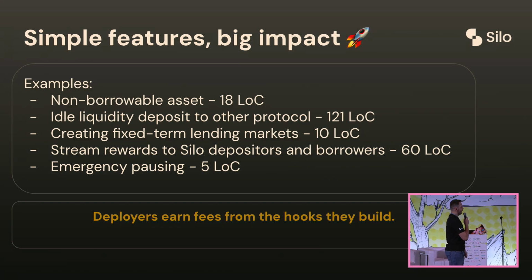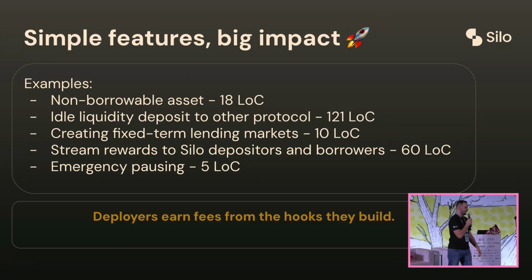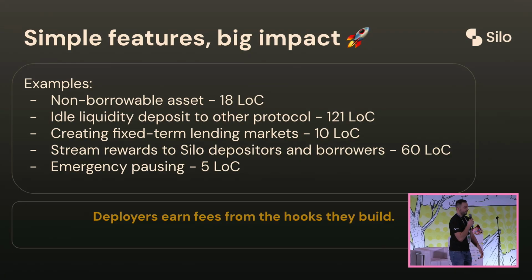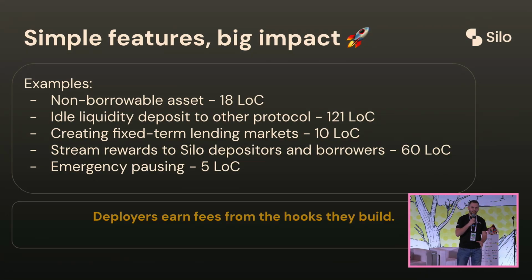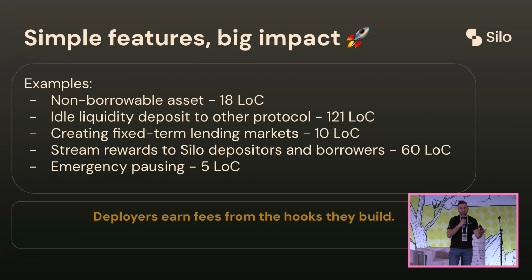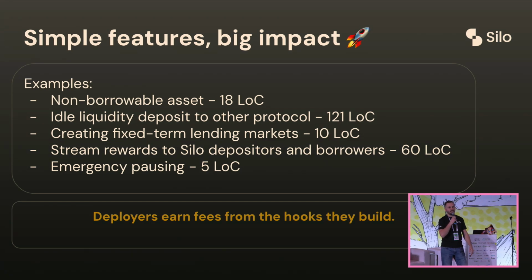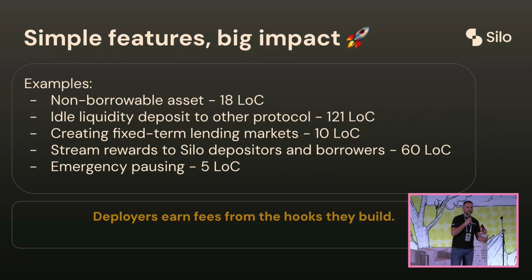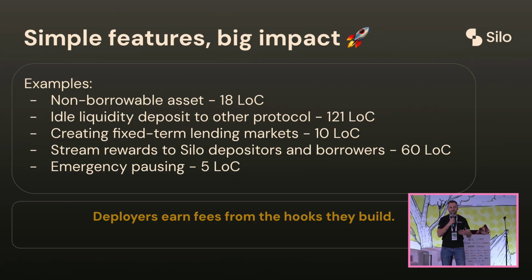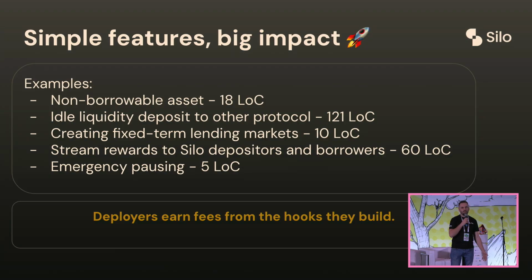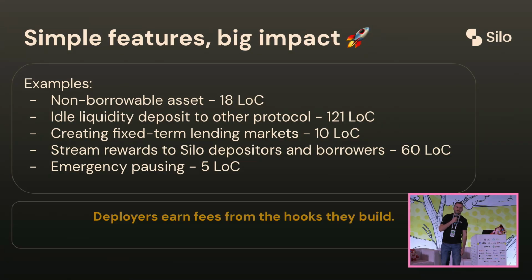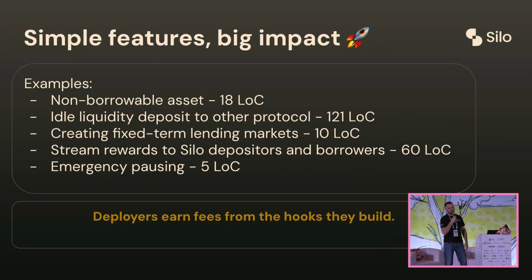On top of the Silo hooks and our vision to do incremental improvements, we also introduced deployer fees. Essentially, a developer can now write a hook with a custom feature, or maybe multiple hooks, connect them to a single Silo market, deploy the Silo for themselves, spin up their own UI, and essentially launch a brand new lending protocol with their own features and differentiators. It will take you much less time than it took us to build this whole thing from scratch.